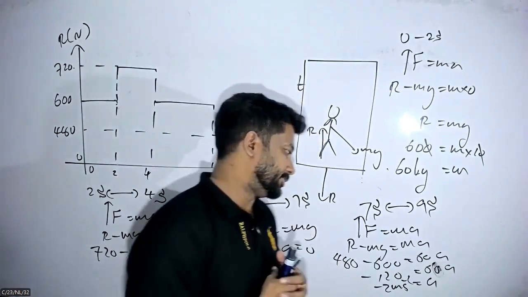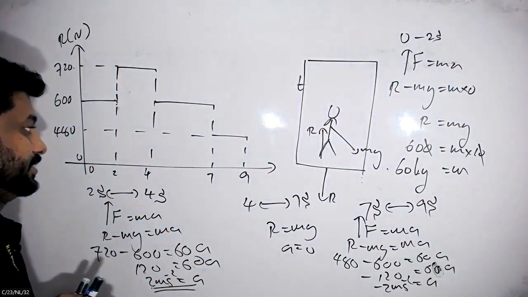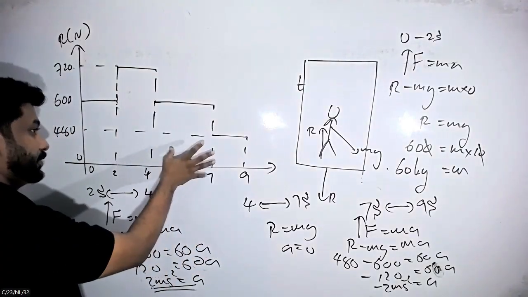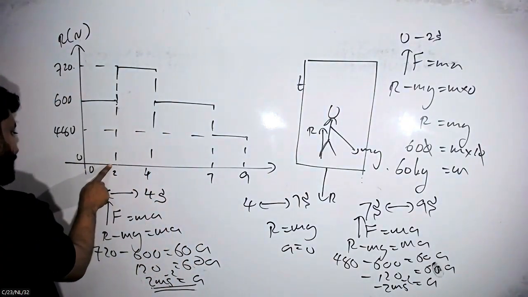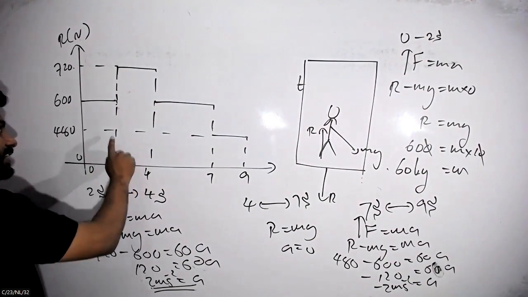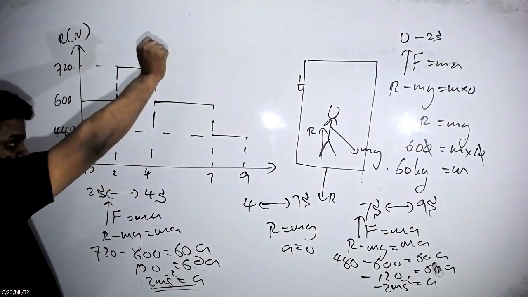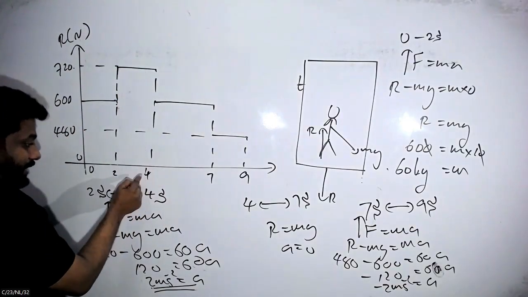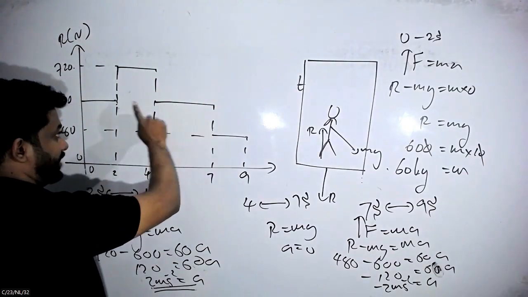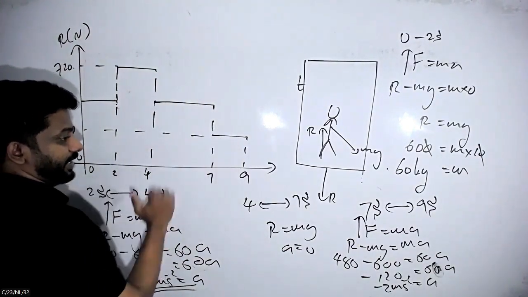Right, Pute? Now we have found the two accelerations. According to these two accelerations, you can identify the motion of the lift. During the first 2 seconds, it is at rest. During the next 2 seconds, 2 to 4 seconds, it accelerates and acquires maximum velocity. Then until 7 seconds, it moves with constant velocity, acceleration is 0, then decelerates.